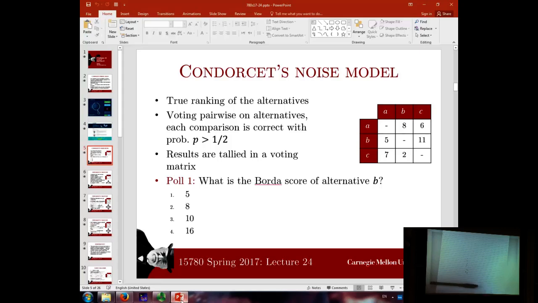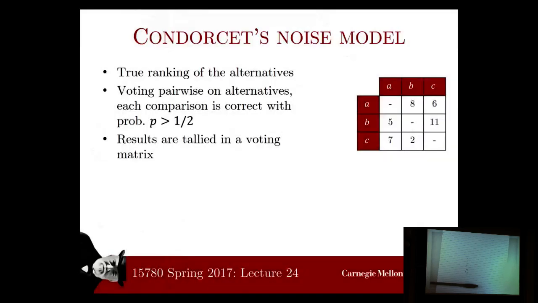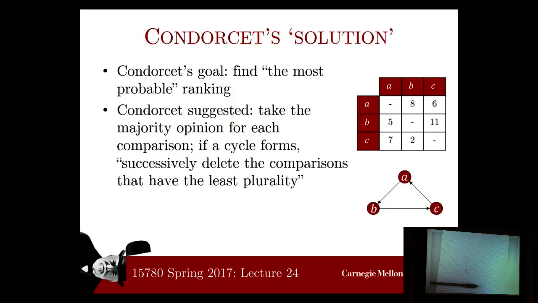Okay, cool. So let's see what Condorcet suggested for this model. What Condorcet wanted is to find the most probable ranking. Given these votes, you want to find the ranking that is most likely to be the ground truth. What he suggested is to take the majority opinion for each comparison. And if a cycle forms, the quote, translated from French, is to successively delete the comparisons that have the least plurality.